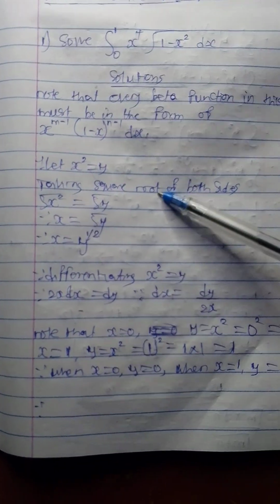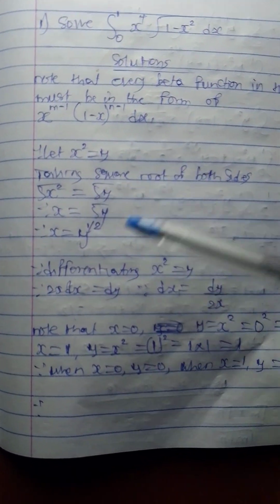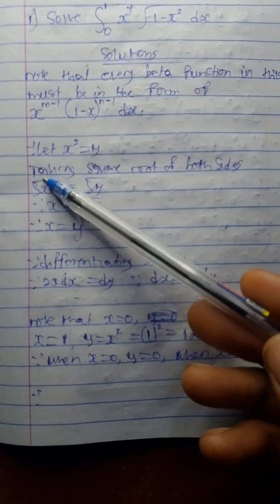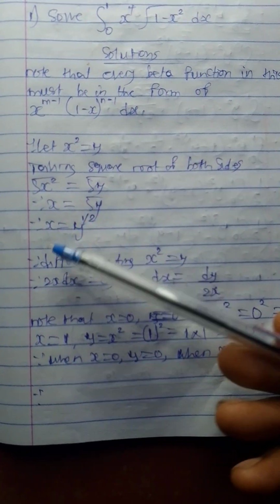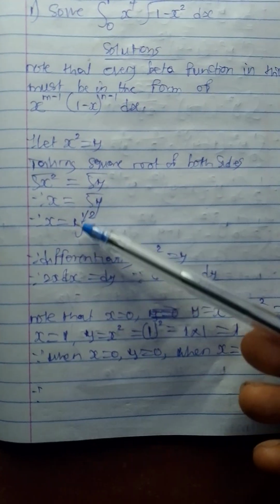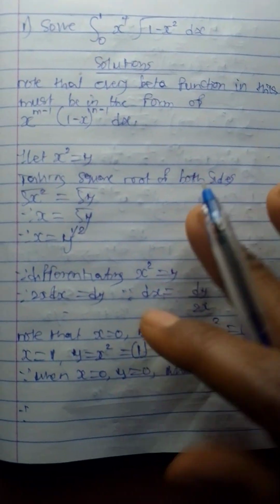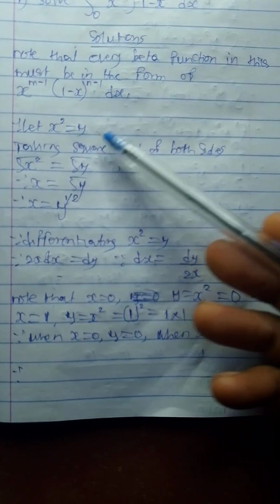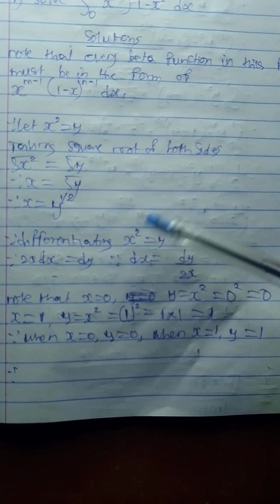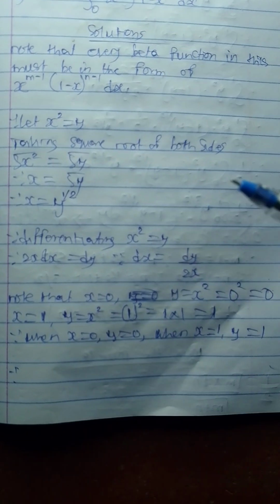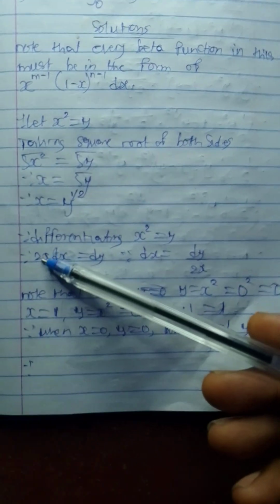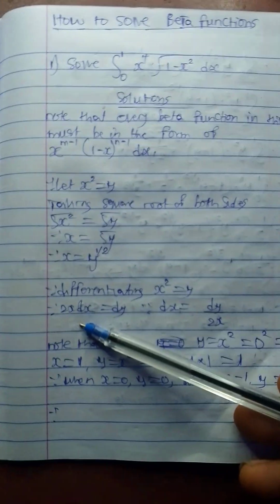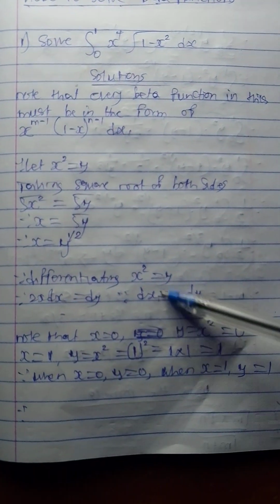So now taking the square root of both sides to make x the subject of the formula: the square root of x squared is equal to the square root of y. So x is equal to the square root of y, which is y raised to the power half. Now differentiate x squared equals y: differentiate x with respect to x, and y with respect to y. So differentiating x squared gives 2x dx, which equals dy. So make dx the subject of the formula.